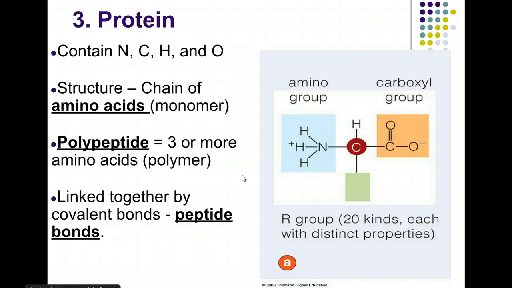Okay, the third one is protein. Proteins contain nitrogen, carbon, hydrogen, oxygen. The monomers are called amino acids. When we put more than one peptide together, we get a polypeptide. So an amino acid is a monomer. A polypeptide is a polymer. And the thing that links them together is called a peptide bond. This picture is an example of two monomers connected by the peptide bond in the center.